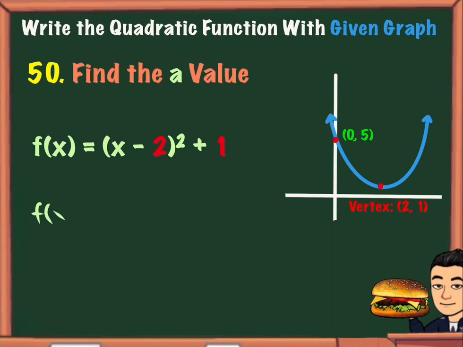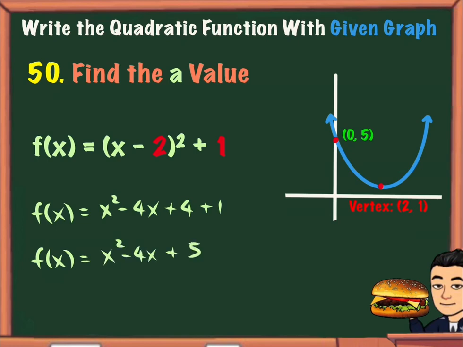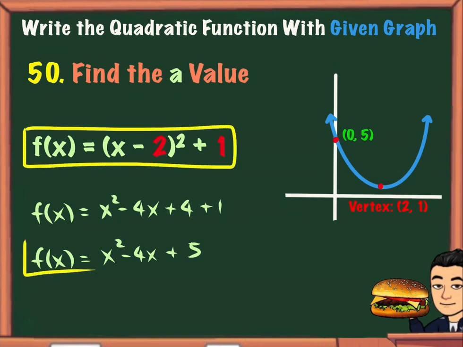Or you can multiply this out and write it in standard form, which is going to be x squared minus 4x plus 4 plus 1. So f of x is equal to x squared minus 4x plus 5. So you can express your function in either form, the vertex form or the standard form.